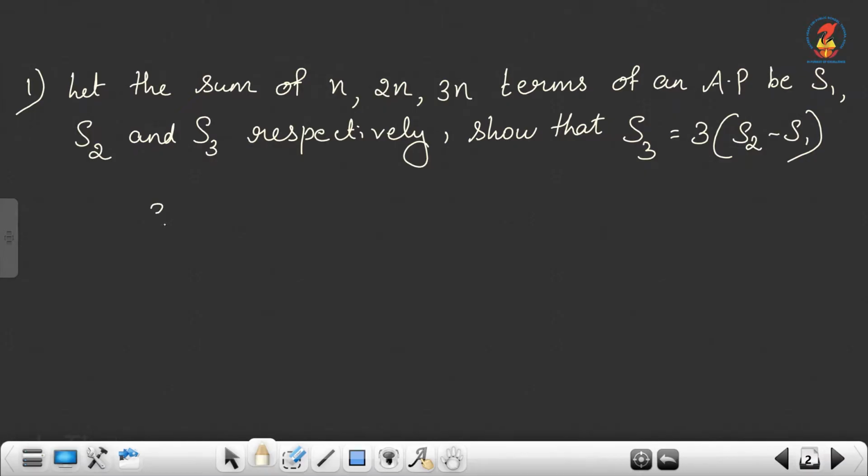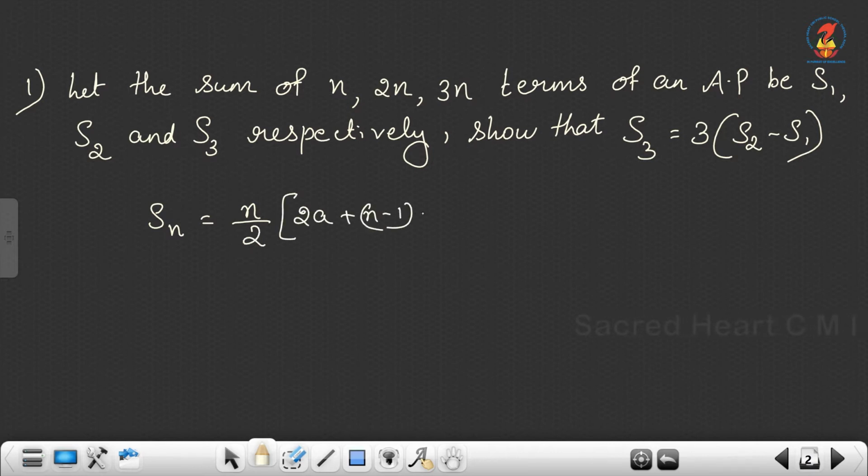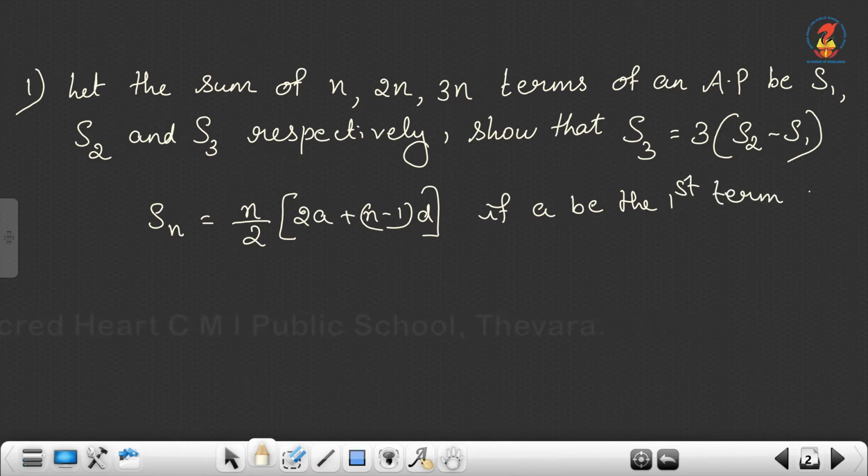What is the sum of n terms of an AP? The formula is n by 2 into 2a plus n minus 1 into d, if a be the first term and d be the common difference. Then this is the formula.